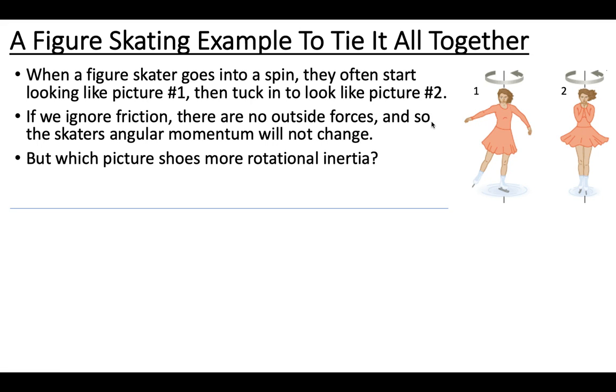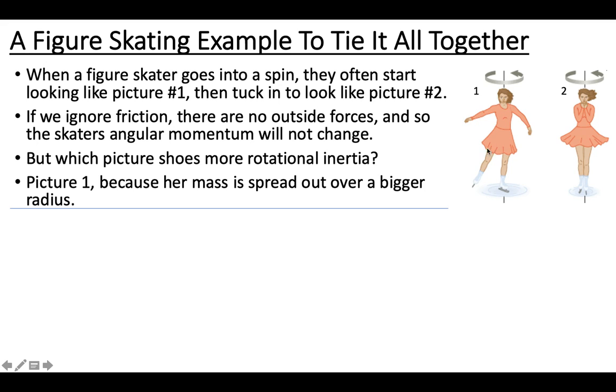Well, which picture has more rotational inertia? Kind of like comparing the CD to the hoop, picture 1 has more rotational inertia because her mass is spread out over a bigger radius. She's got her arms out, she's using more space, spreading her mass out. And then in picture 2, she brings all of her mass in close to the center. And so her inertia in picture 2 is smaller than in picture 1.